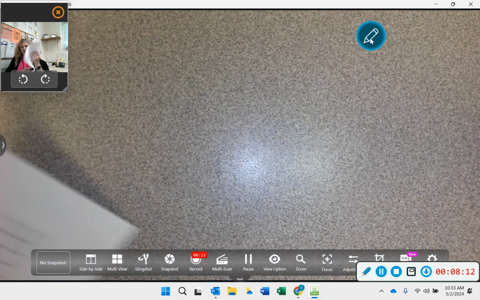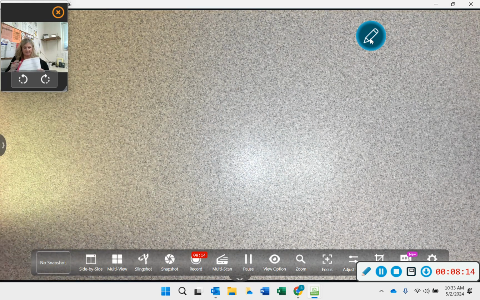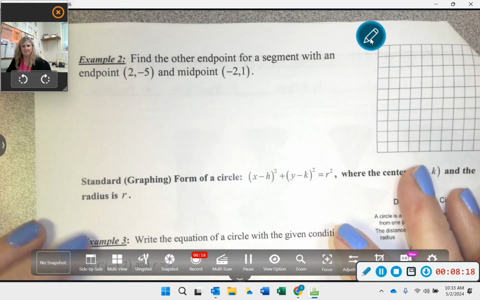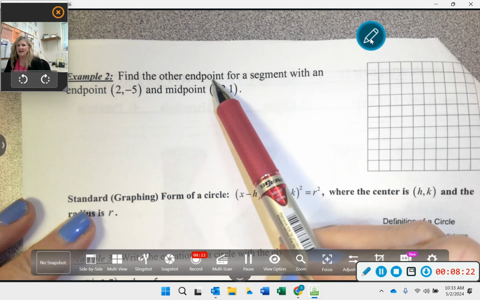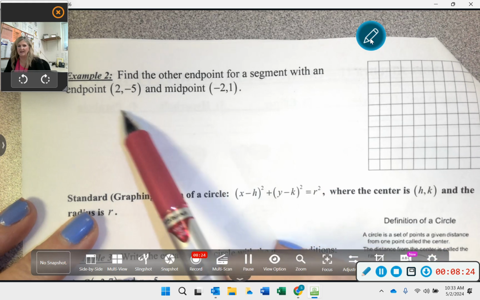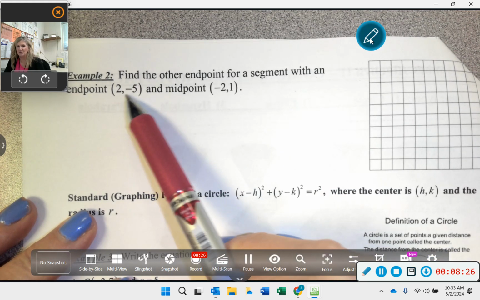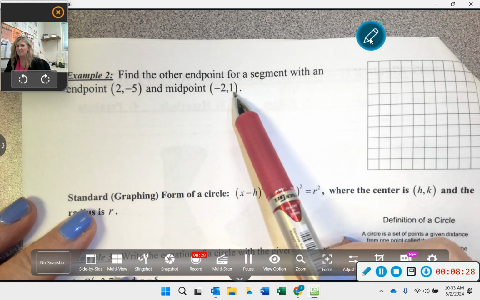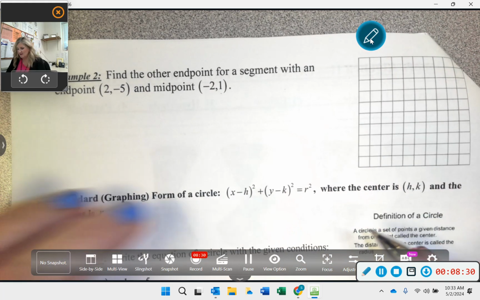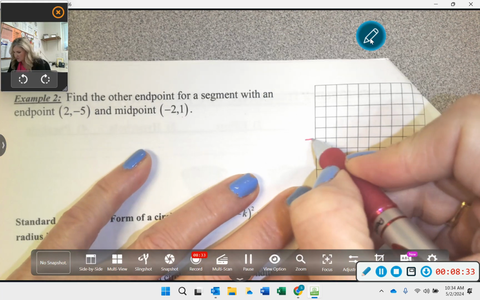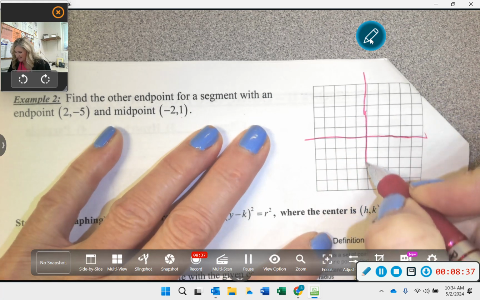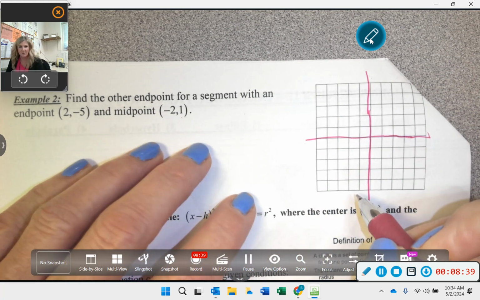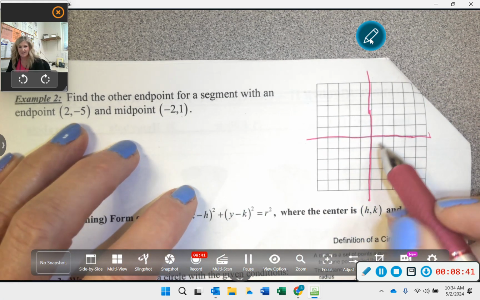Let's keep going. More circles or more with midpoints first. Okay, now we're going to do this kind of problem. Find the other endpoint for a segment if we have one endpoint of 2, negative 5, and we have the midpoint given. All right, so this one I'm going to draw out. You're not going to have to draw them all out, but I think to get the hang of what's going on, it helps to have a visual of it.